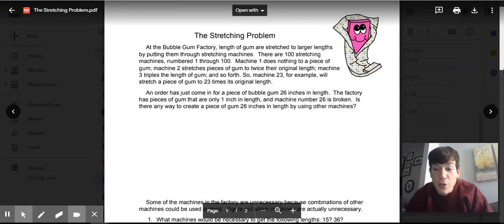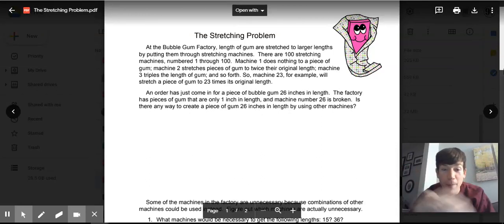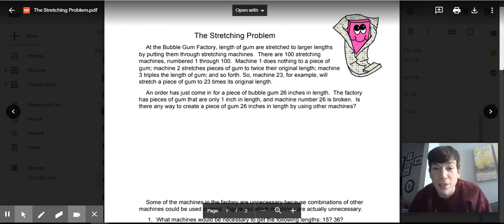All right, guys, today we're going to be doing the stretching problem. And the stretching problem says this. It says, at the bubblegum factory, lengths of gum are stretched to larger lengths by putting them through stretching machines. There are 100 stretching machines numbered 1 through 100. Machine 1 does nothing to a piece of gum. Machine 2 stretches pieces of gum to twice their original length.